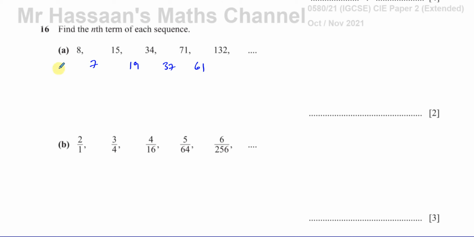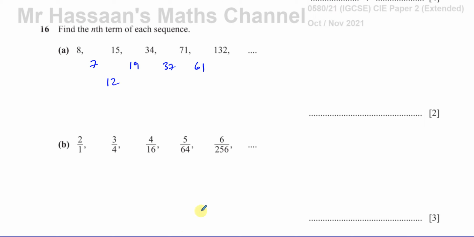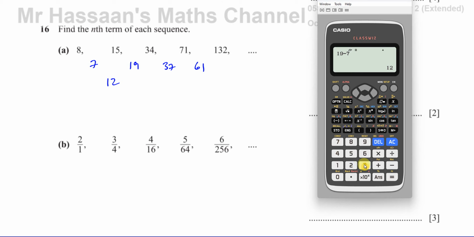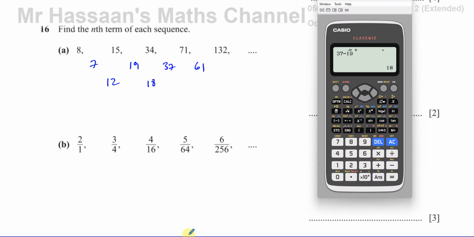It's not a linear sequence, so it's not like something times n. Now the next thing we look for is whether it's quadratic. We do that by looking at the second row of differences. So we take these differences and subtract them as well. 19 minus 7 gives me 12. Then 37 minus 19 gives me 18. And we have 61 minus 37.